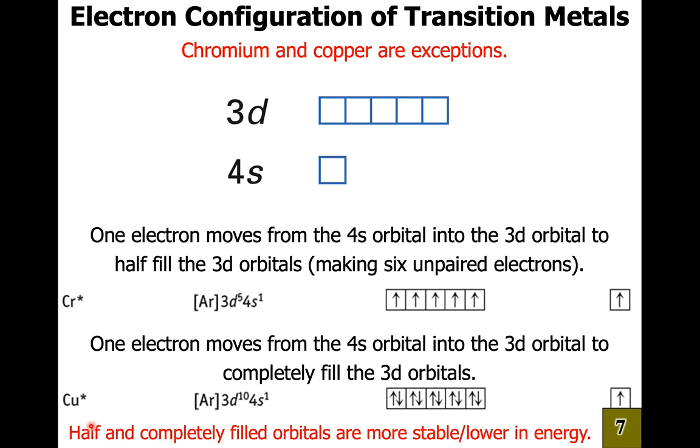And we don't talk about it too much in this course, but in my more advanced course we talk about how half and completely filled orbitals are more stable, lower in energy. That's the reasoning for why these two do something strange.